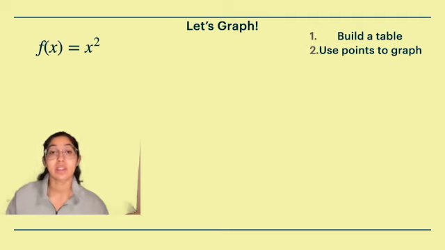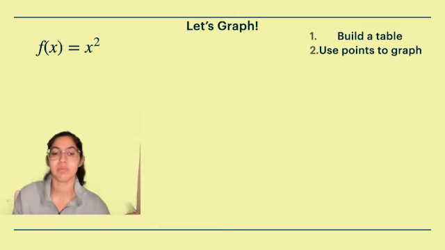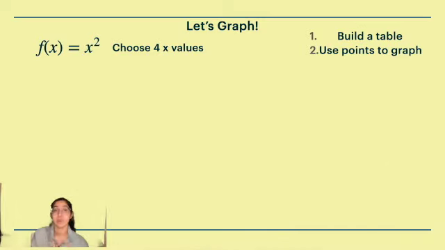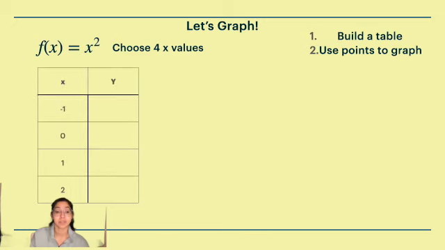So this is actually our parent function, f of x equals x squared. We're actually gonna have a video on Thursday talking about transformations, and we'll visit that again. So just choose 4 x values. They can be any x values. You just pick 4 that you want to use.